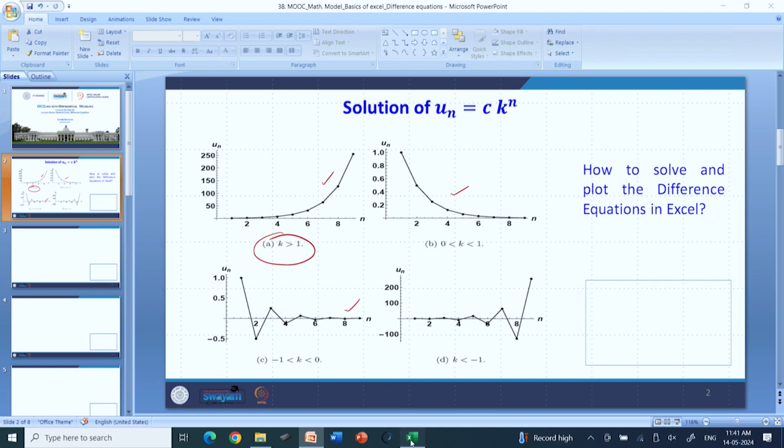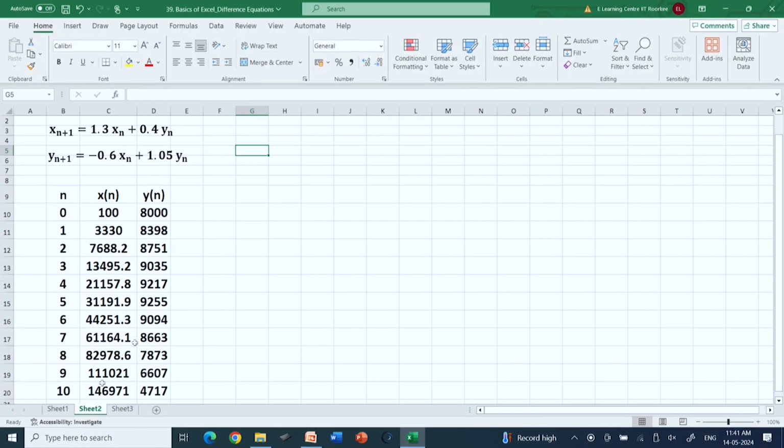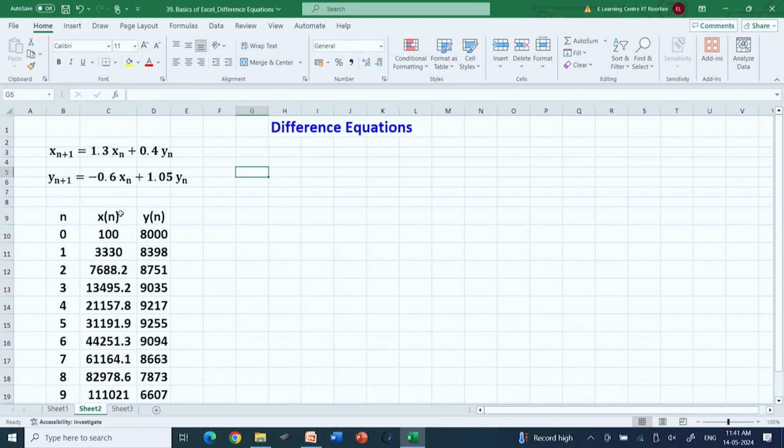Now let us move to the second kind of equation. So we have a system of two difference equations, and mostly you will be solving difference equations like this, maybe with some nonlinear terms, but the process remains the same. This is xn plus 1 equal to 1.3 xn plus 0.4 yn, and yn plus 1 is minus 0.6 xn plus 1.05 yn.